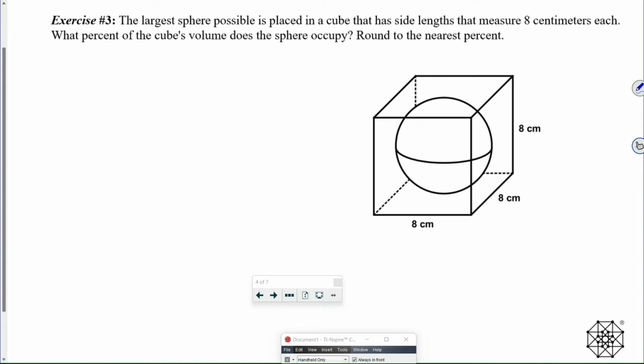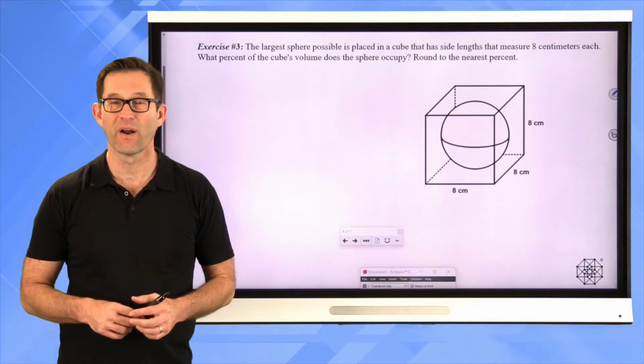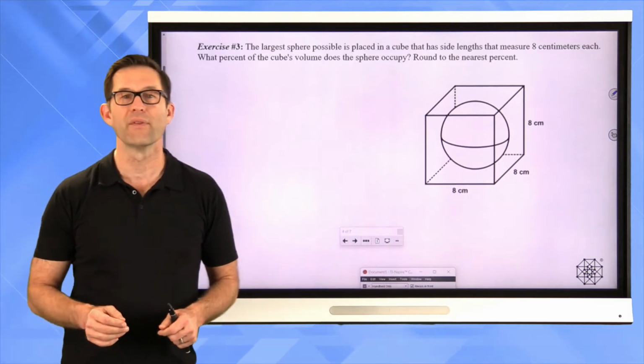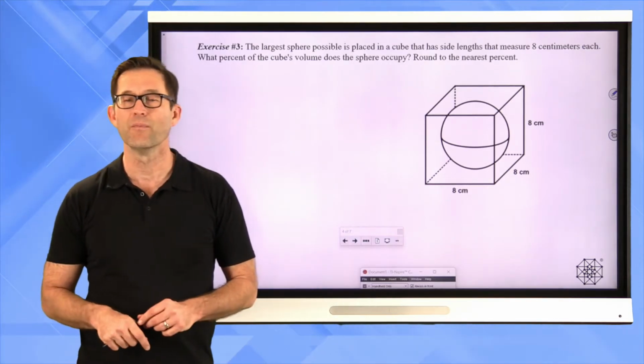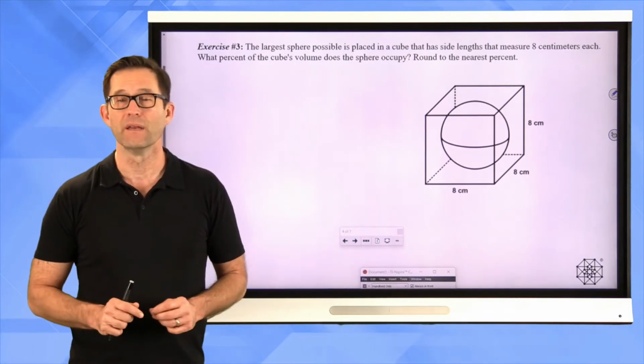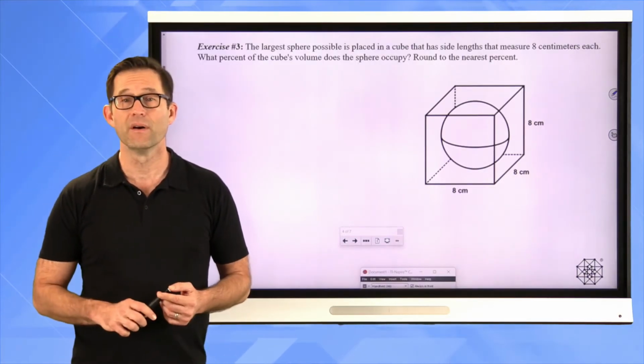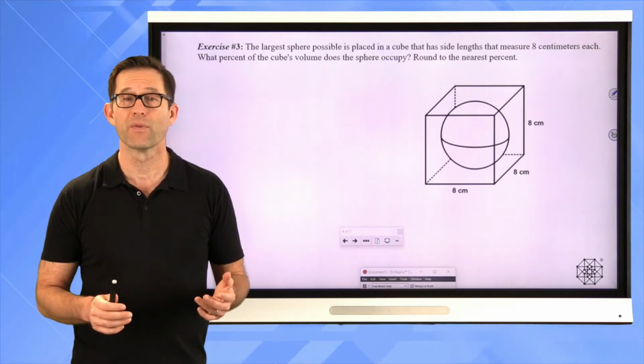What percent of the cube's volume does the sphere occupy? Round to the nearest percent. All right, it's a percent problem. I know everybody kind of gets a little bit worried about those, but we'll get to the percent when we need to. The first thing that we probably need to do is figure out the volume of the cube, figure out the volume of the sphere so that we can compare the two.